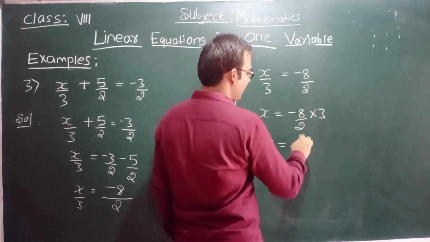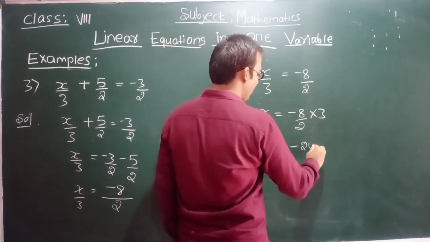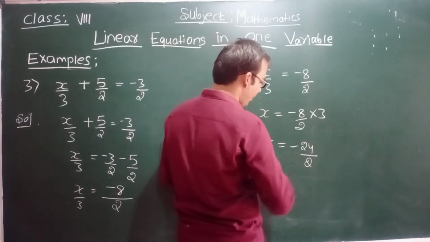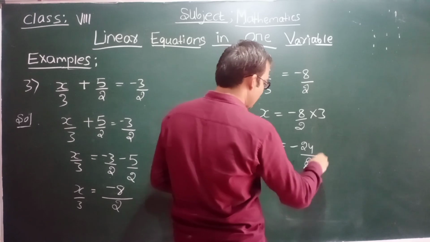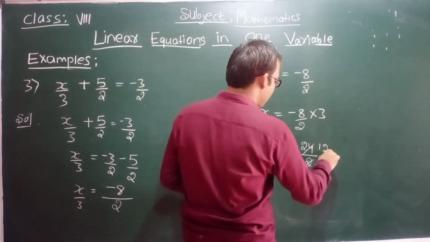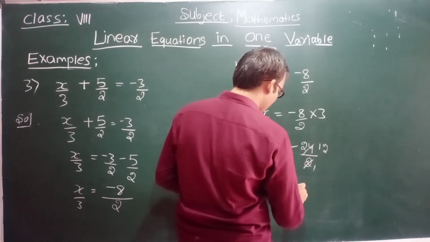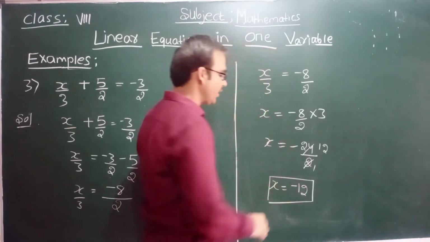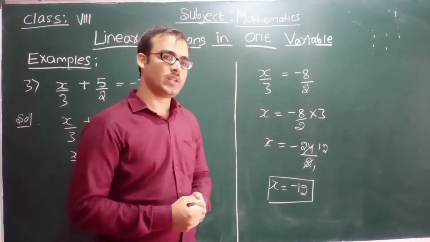Plus into minus means minus. 8 threes are 24 by 2. 24 by 2, so 2 ones are 2, 2 twos are 4, it is 12. So x is equal to minus 12. So x is equal to minus 12 is the solution for this equation.